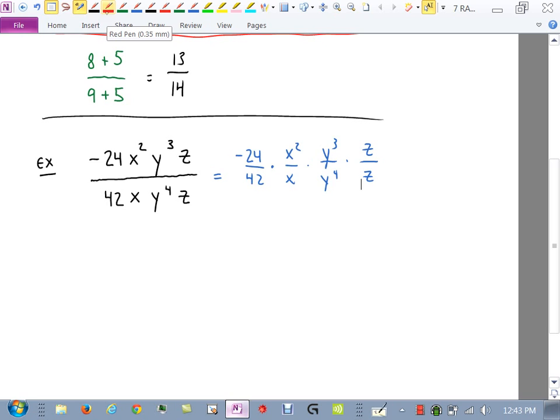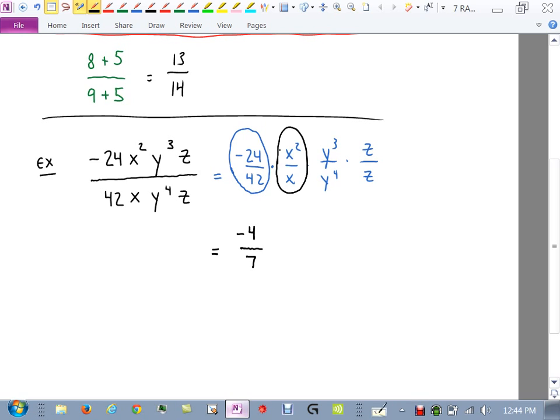Let's work on the number first. 24 divided by 42. So let's do this the traditional way. Can you think of a number that goes into both of those? 6. Is that the largest we can think of? Well, maybe let's just try it. Let's say 6. How many times does 6 go into negative 24? Negative 4. How many times does 6 go into 42? 7 times. So that's negative 4 over 7. And that's completely reduced. There's nothing that goes into either one of those. Do you agree? Okay.